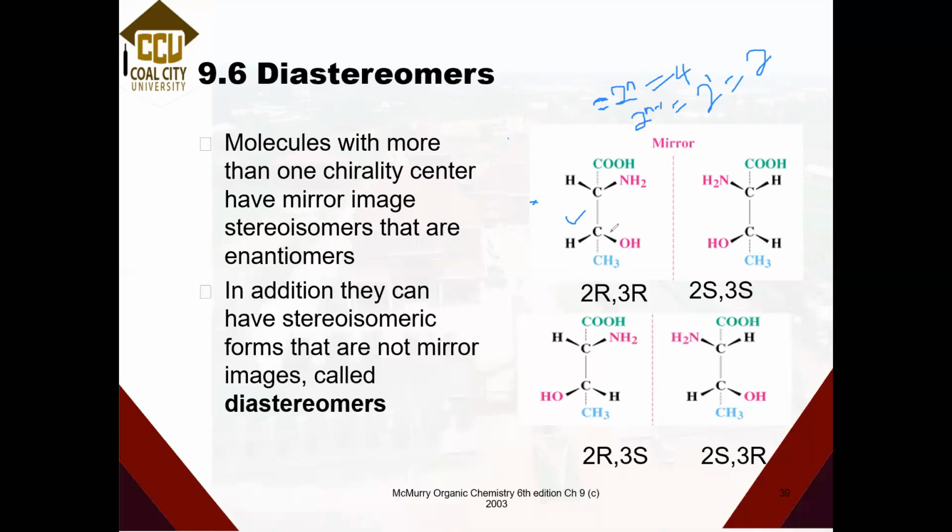So these are not mirror images, so they are diastereomers. These are not mirror images, so they are diastereomers. These are also not mirror images, so they are diastereomers. So how many diastereomers do I have? 4. So the number of diastereomers is often the same as the number of stereoisomers, which is what we calculated here. So that is how to go about that. I believe it is very, very clear.